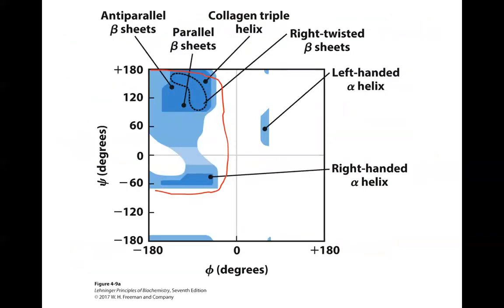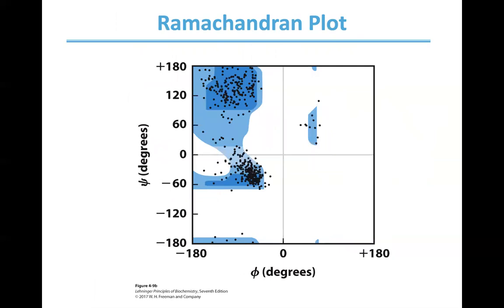In most proteins, there's a very limited distribution of combinations of phi and psi, mostly localized to this upper left corner. A little bit here represents the left-handed alpha helix, and this is the right-handed alpha helix. Here is the distribution of all amino acids in the enzyme pyruvate kinase.